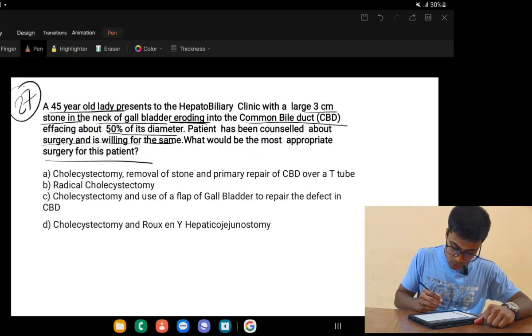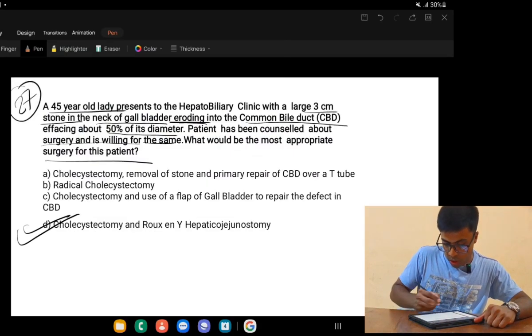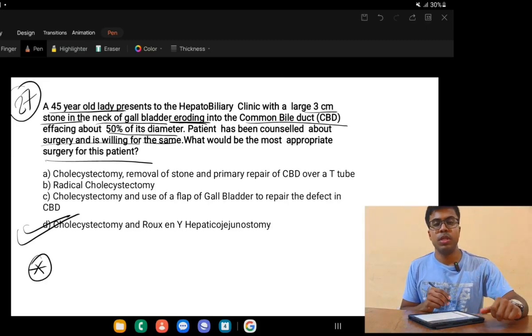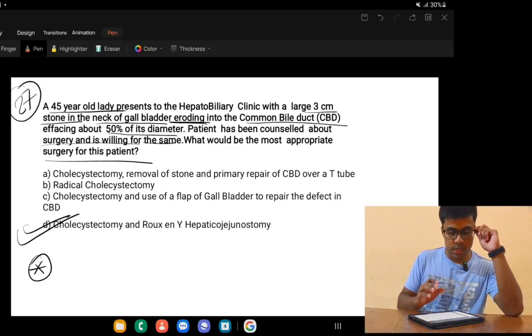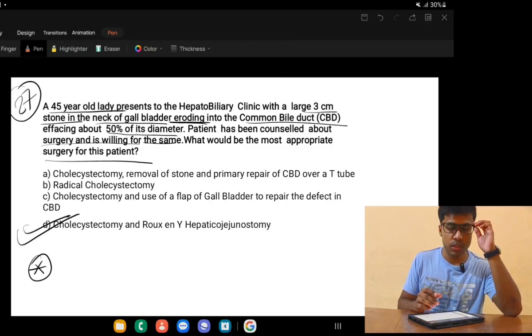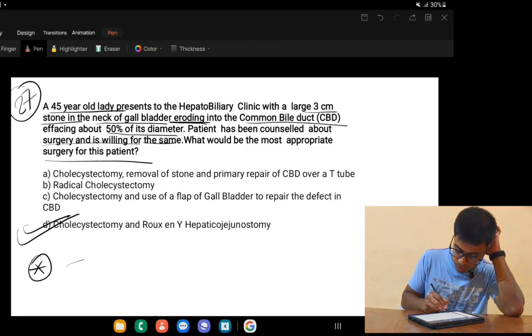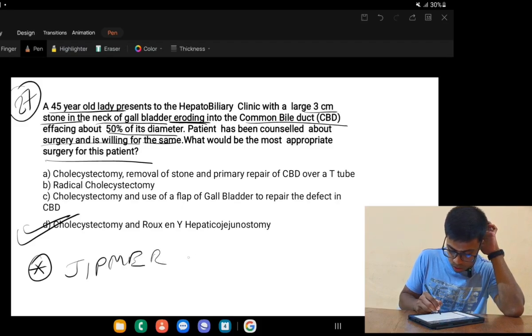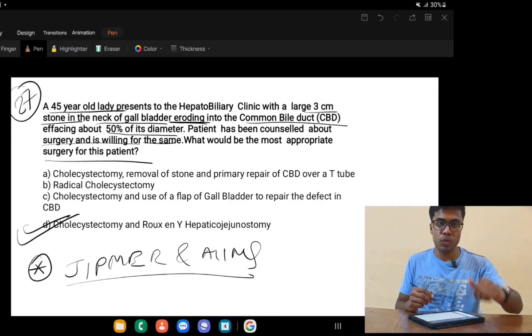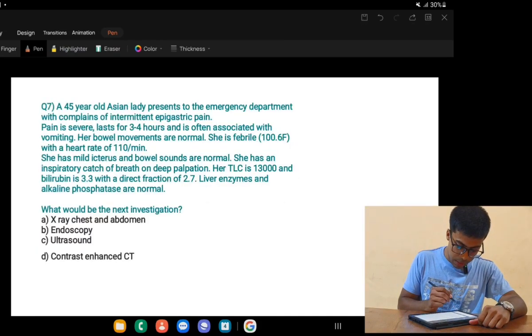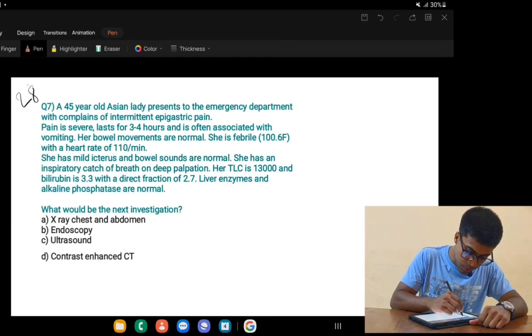This is the one step ahead question. You can mark it as a star, because sometimes they ask difficult and vague questions, and this was asked in JIPMER and AIIMS question papers, so that's why I have taken it. So questions do repeat. Then we have the 28th question.